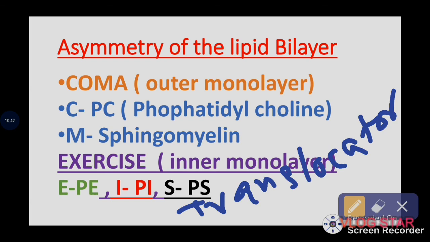So this is an important characteristic of the cell membrane, and the composition of the cell membrane is very important to remember.